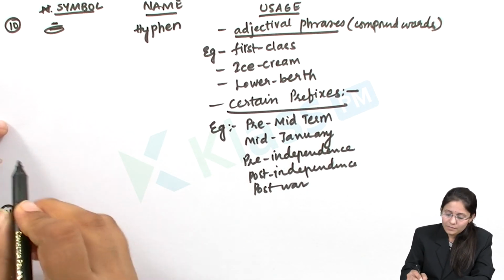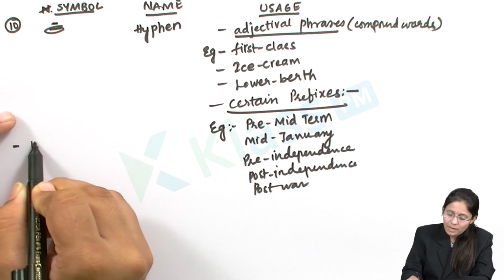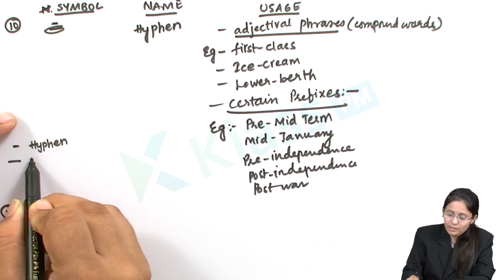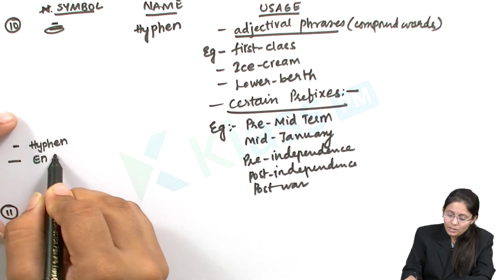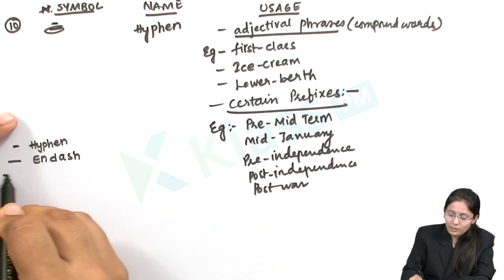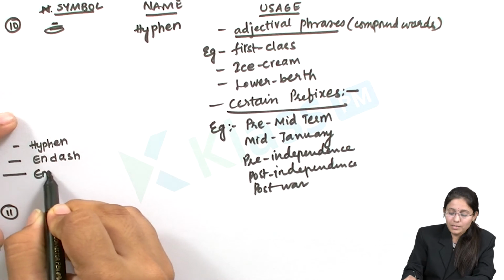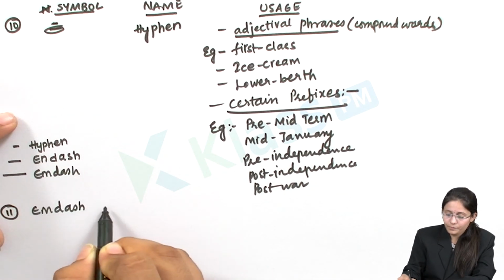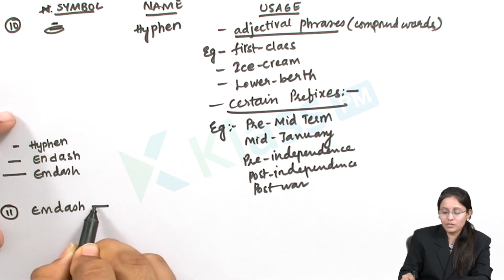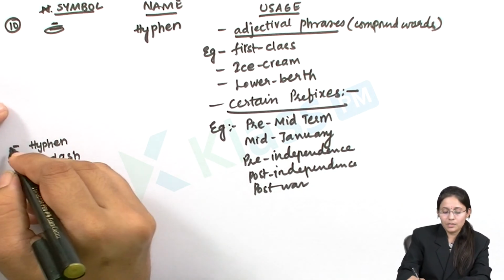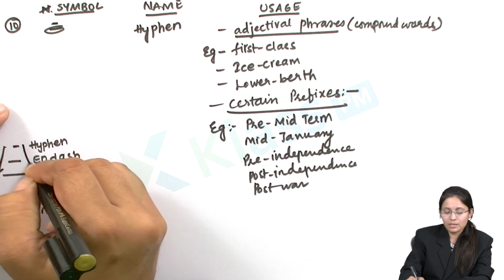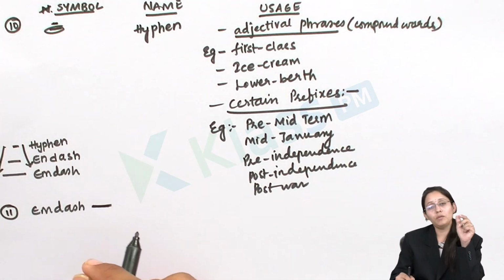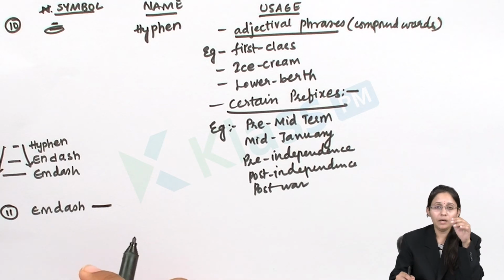Let us compare the size first of all. This size will be hyphen, okay, and just a little bigger than this will be your n dash, and the one which is really very big, this will be termed as m dash. Okay, so let us take this m dash. This symbol you have to remember, it's really very big in size. So here the size gradually starts increasing. So m dash is really the lengthiest one when compared to hyphen and n dash.